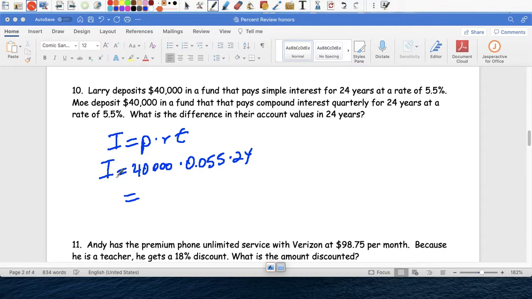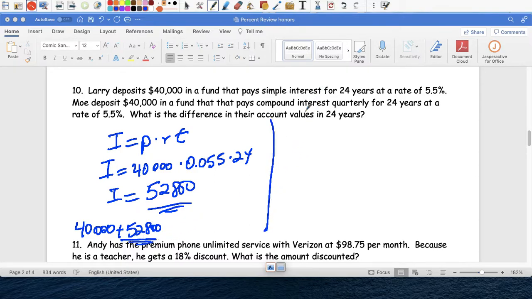40,000 times 0.055 times 24. When he comes back, this is how much money he makes in interest. Okay, so when he comes back, 24 years, he's gonna see in his account the $40,000 that he deposited plus $52,000 in interest. Okay.